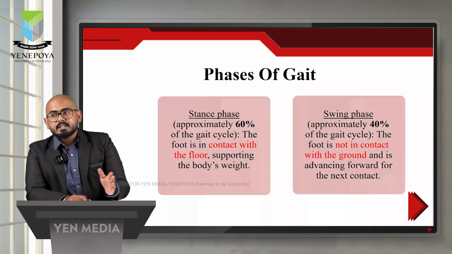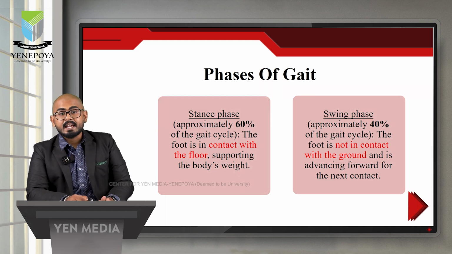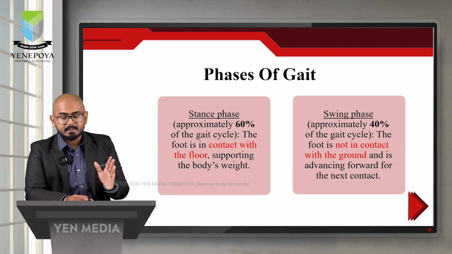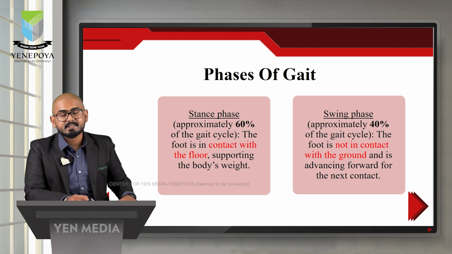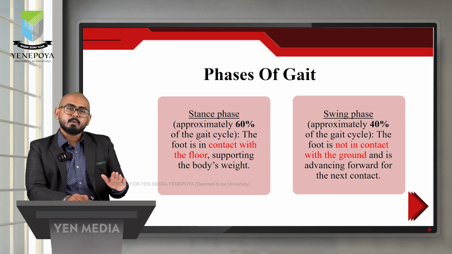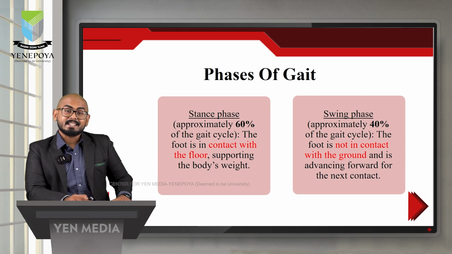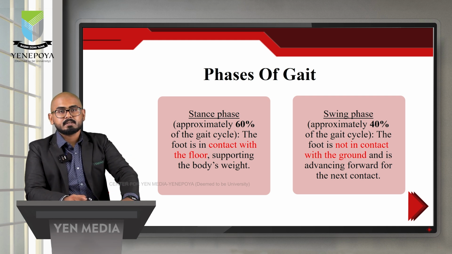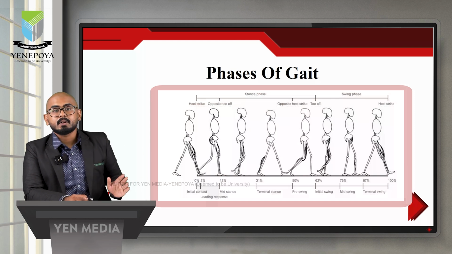Now, gait is usually divided into two phases, which is stance phase and swing phase. Stance phase is nothing but when the foot is on the ground. 60% of our gait cycle is when our foot is on the ground, that is stance phase. Swing phase is when the foot is off the ground, that is 40% of the gait cycle, the foot is off the ground and goes to the next stance phase. So, one stance, swing, that is the whole cycle of gait.